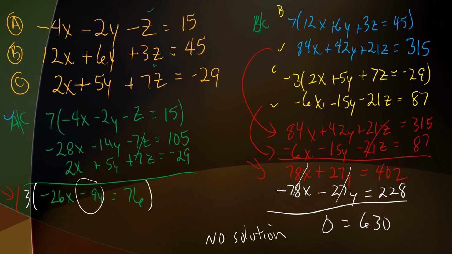So in the first slide, I got really lucky. I picked 2 that gave me no solution right off the bat, but for your purposes and your purposes only, I went another route, but I ended up at the same place where I've got a false statement, 0 equals 630, and that's going to give me no solution.